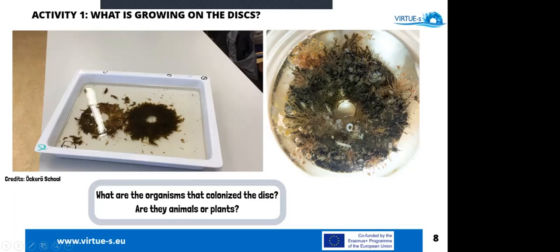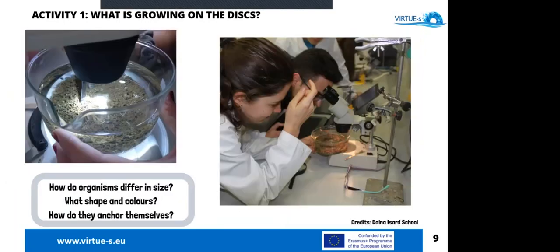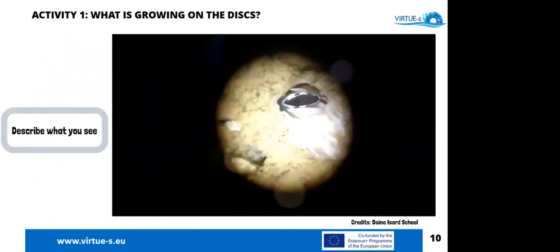And you can go on with a stereoscope, and usually a magnification of 20-40 times is enough to observe the discs. Teachers and educators can guide the observation with some questions. For instance, what are the organisms that colonize the disc? Are they animals or plants? How do the organisms differ in size? What shapes and colors are you observing? Or how are the organisms anchoring themselves to the discs? Also, you can ask them to describe what they are seeing.